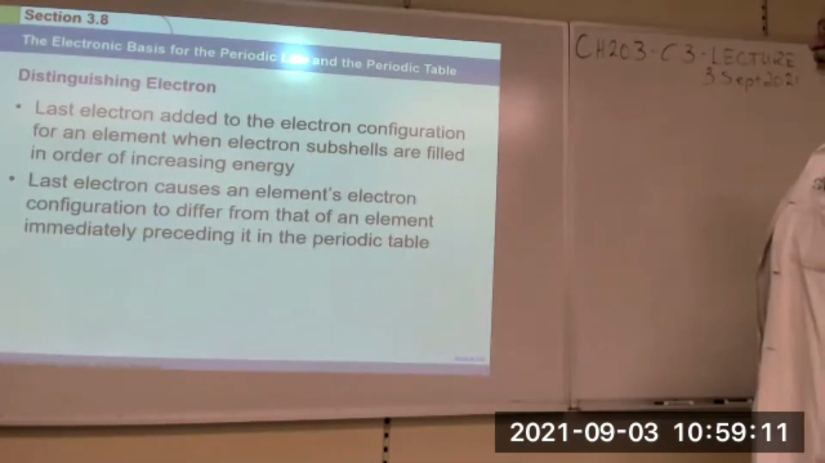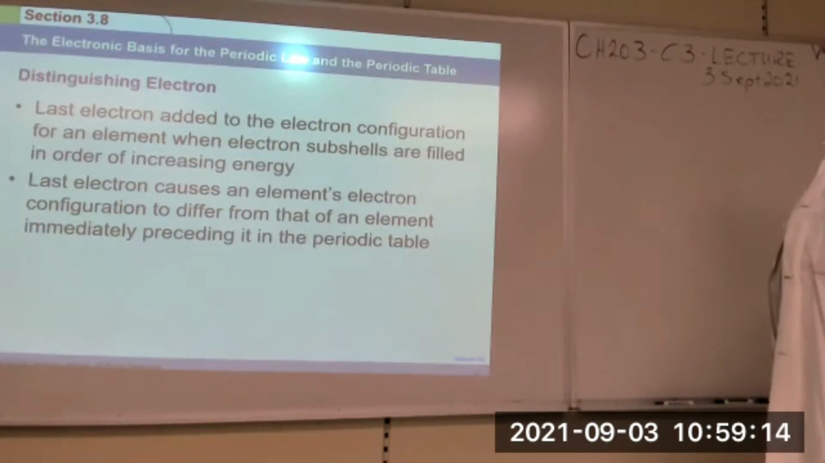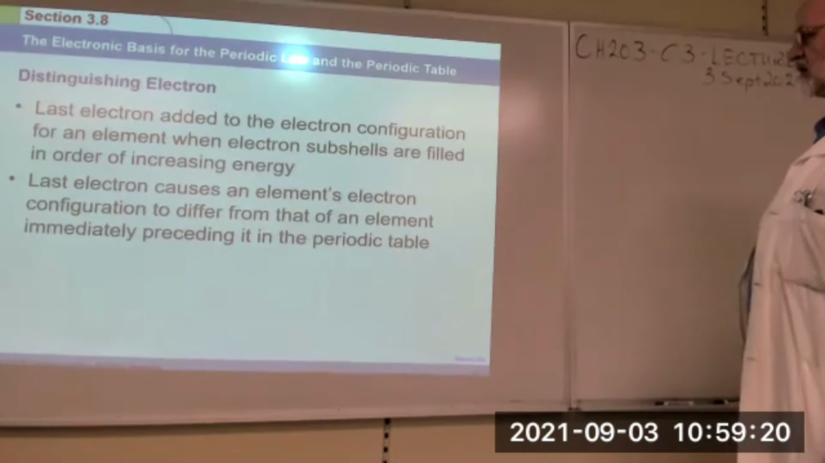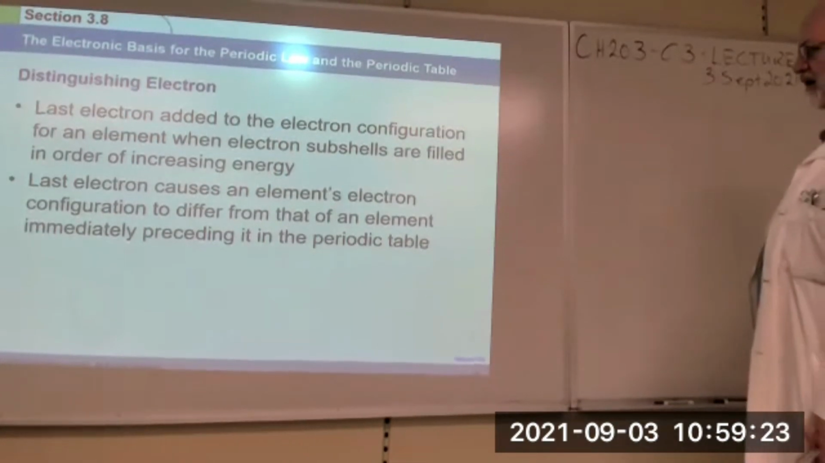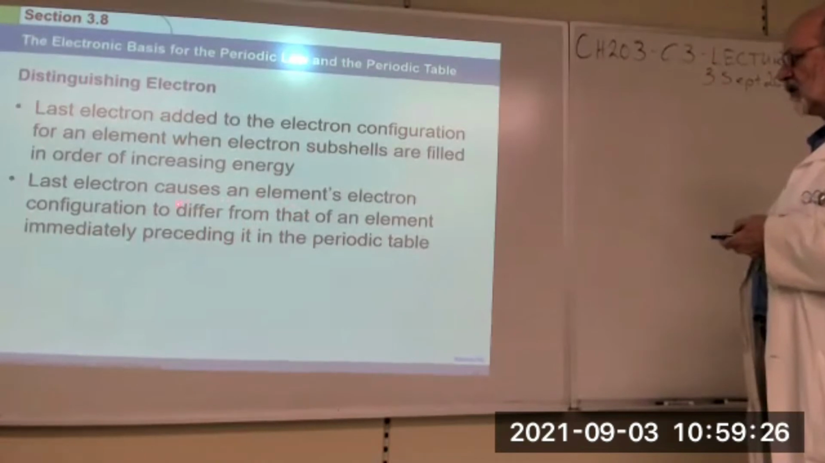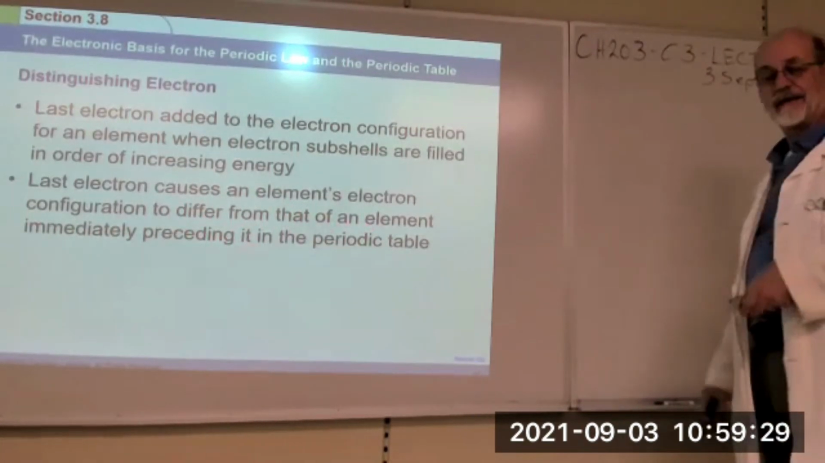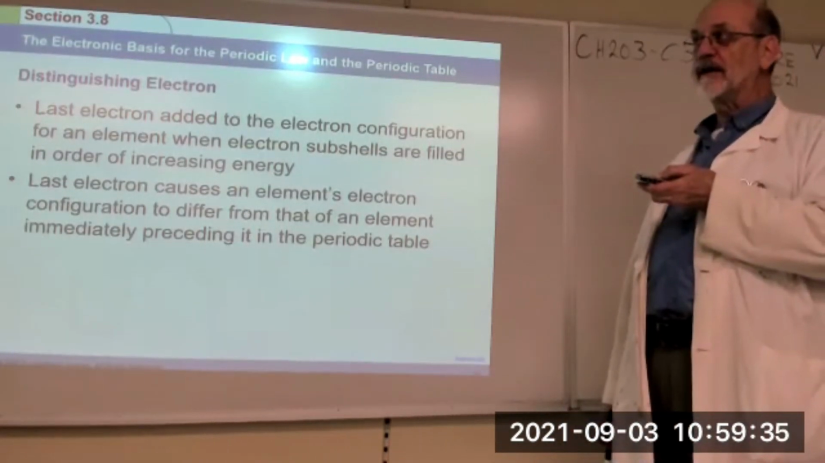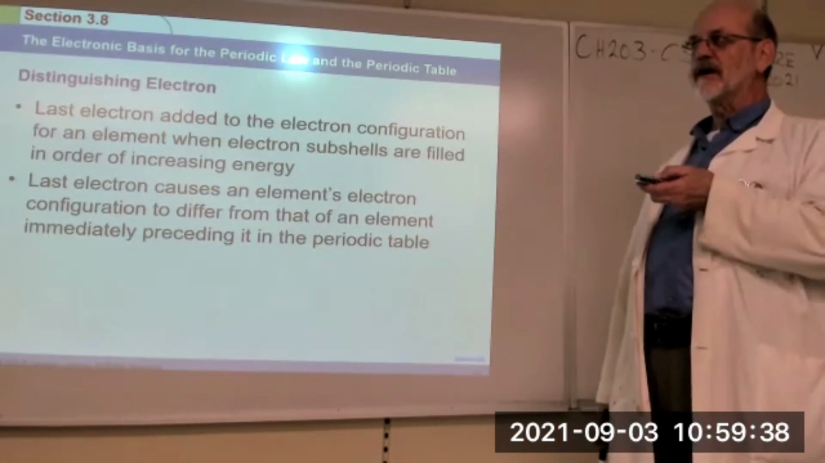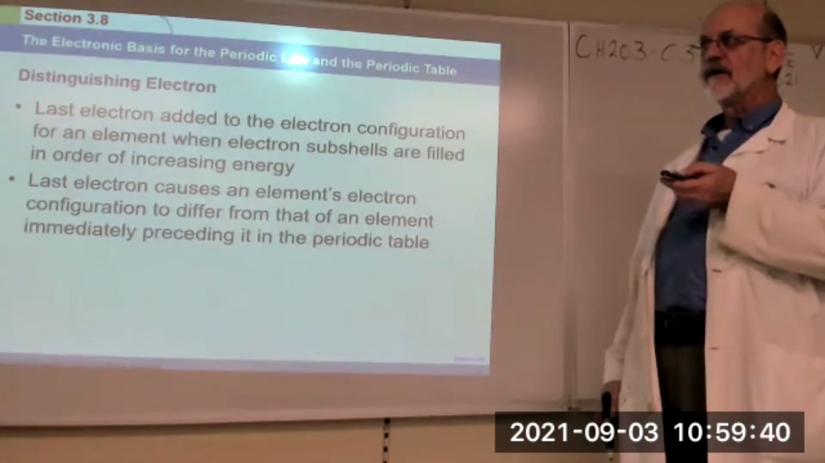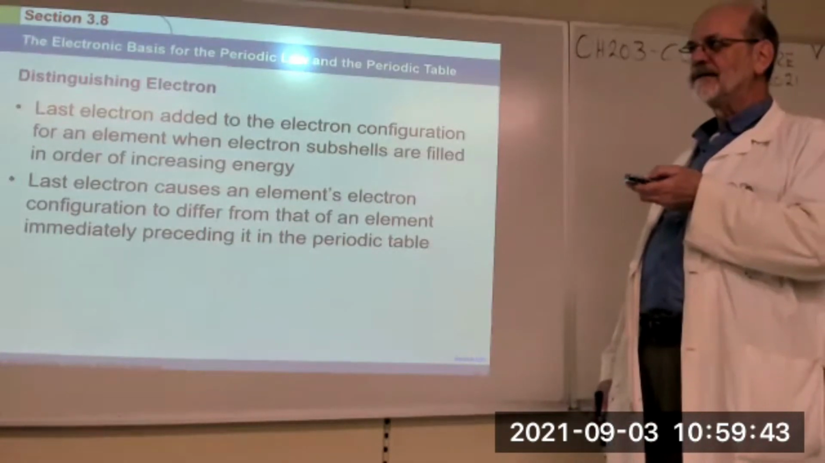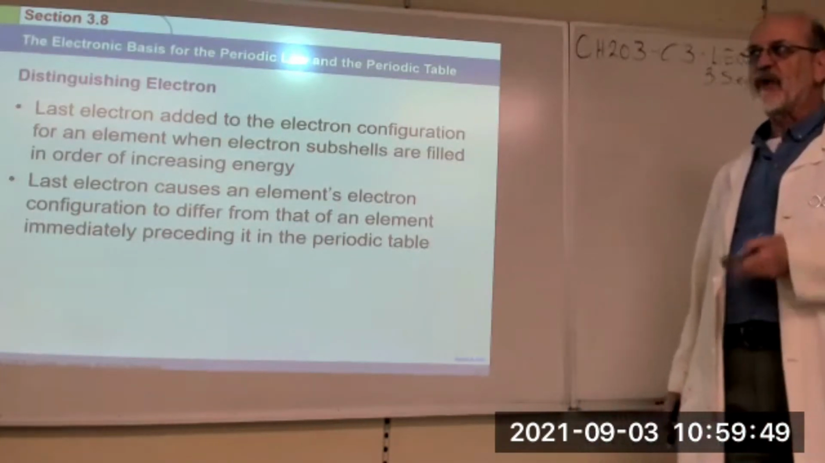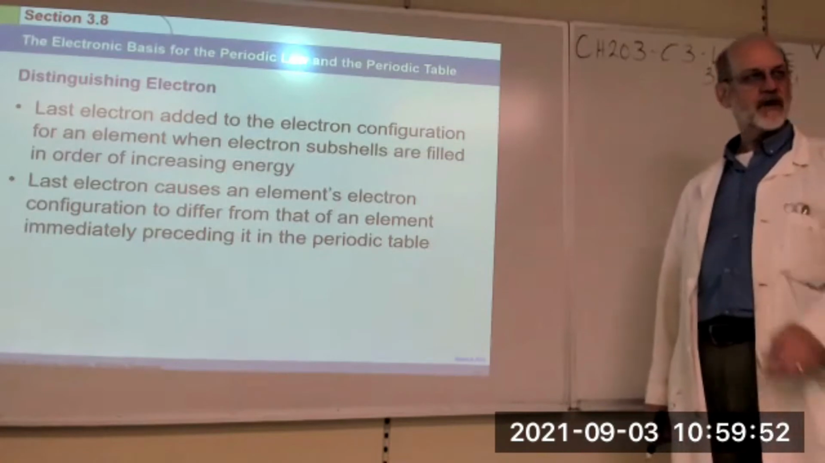What are they calling the distinguishing electron? The last electron added to the electronic configuration of an element when subshells are filled in order of increasing energy. The last electron causes an element's electron configuration to differ from that of the element immediately preceding it. Minor point. If you go from sulfur to chlorine, the distinguishing electron is the one that fills the 2p. The last one to go into the 2p orbital is the distinguishing electron. It sets it apart from sulfur. That's all they're saying. There's nothing magic about it.